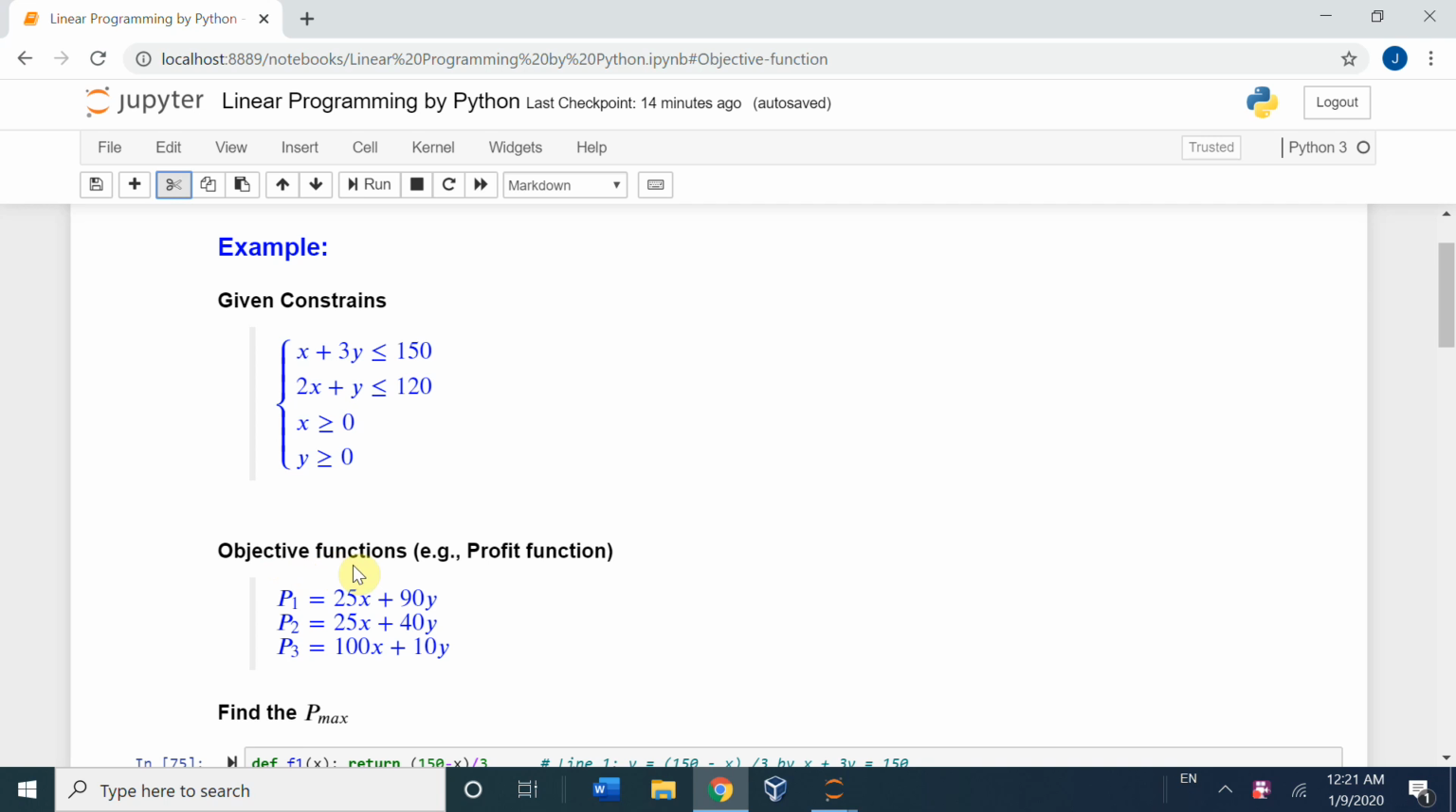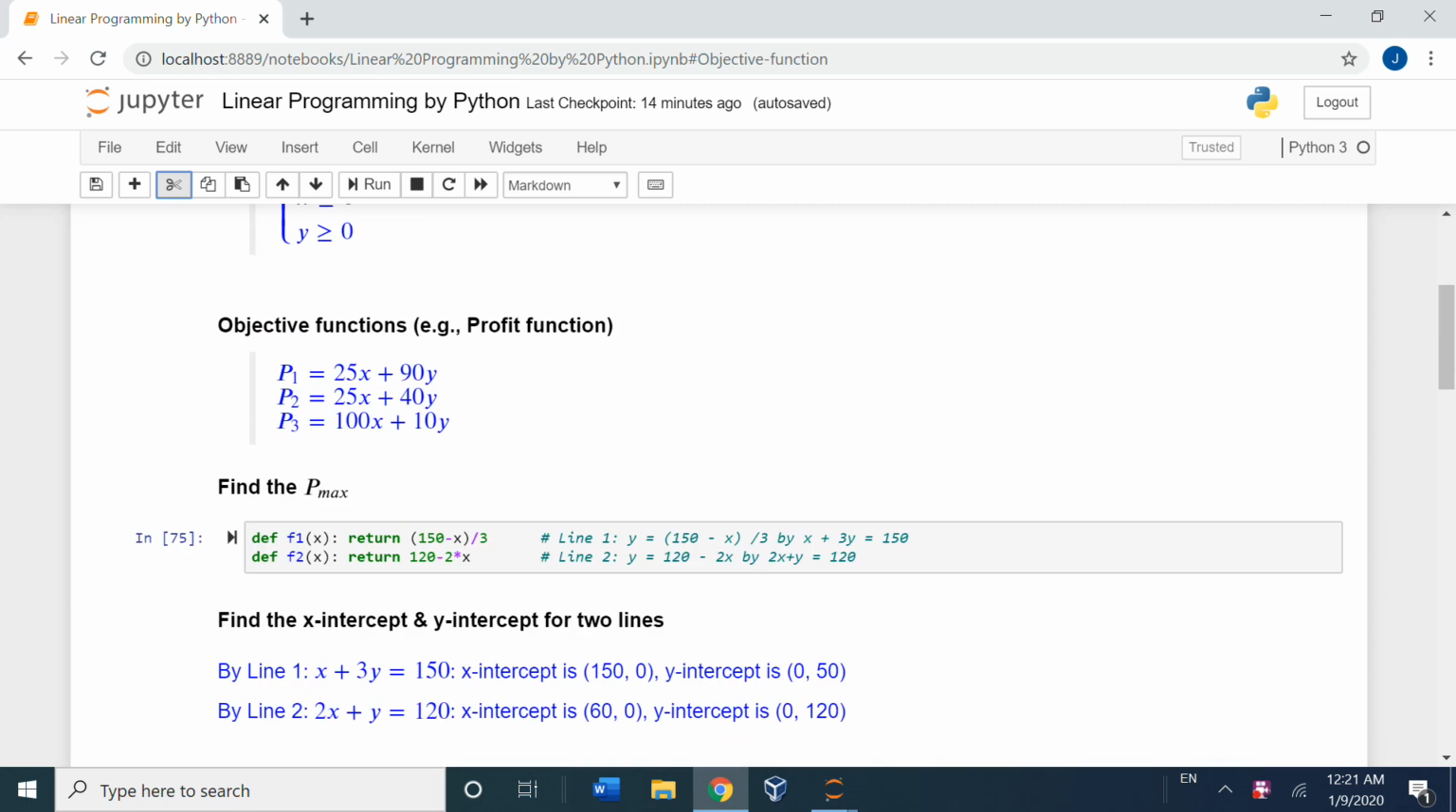For the objective functions, for example, we can call it a profit function for some common application problems. I write down 3 functions. The goal is to find the Pmax, so like maximize the profit.